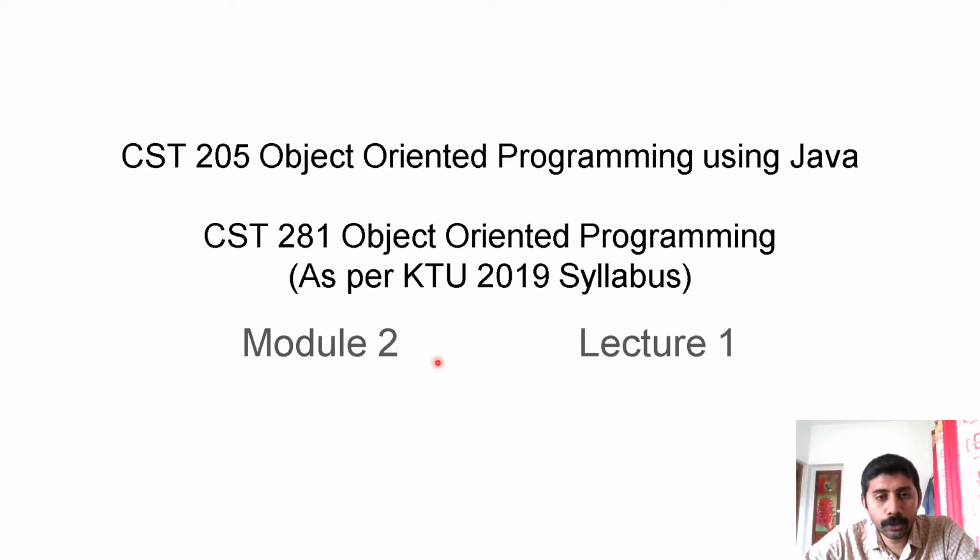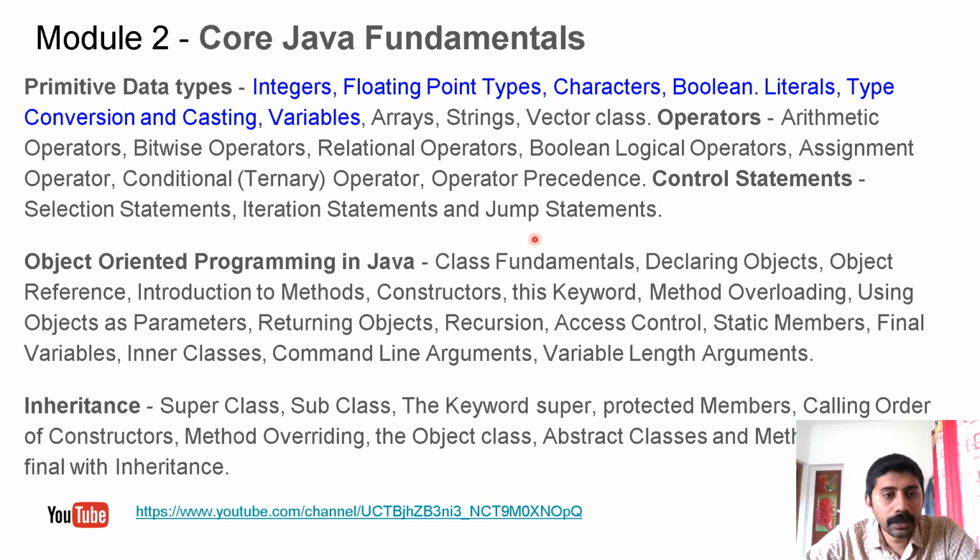Welcome to Object-Oriented Programming course. From today we are starting the second module. The second module is subdivided into three subsections. The first subsection is all about the primitive data types, operators, control statements and all. In the second subsection, you will learn about how the object-oriented concepts are implemented in Java. The third subsection is all about inheritance and related things.